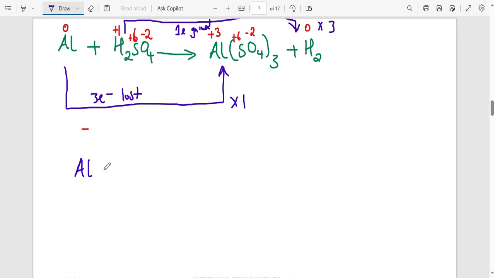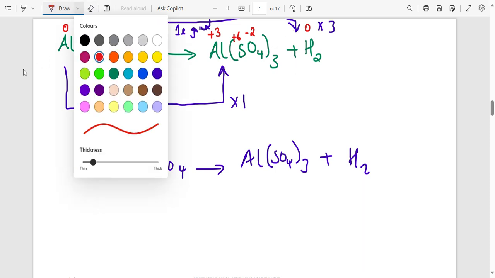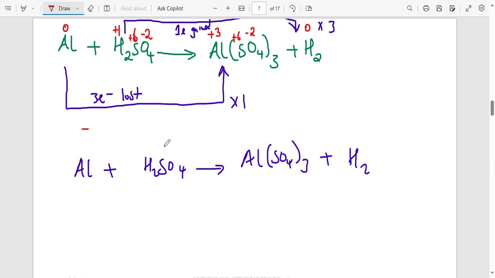aluminium, there's a sulfuric acid here, and that is going into aluminium sulfate, and then plus a hydrogen. Now we multiply the second reaction, that one we are multiplying by a 3. So we are going to put a 3 here. We are supposed to also put a 3 here, like that. Does this make sense?